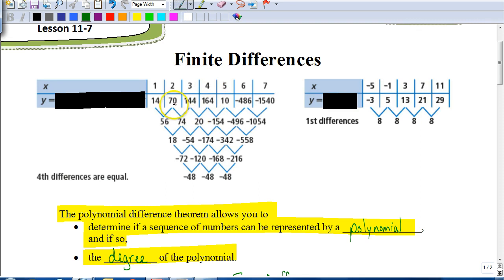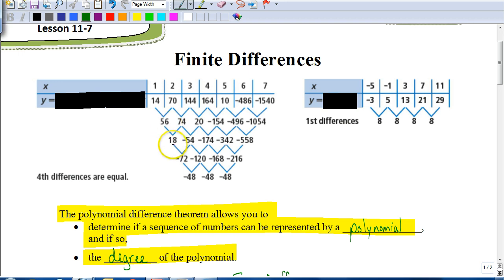So for example, 70 minus 14 is 56. 144 minus 70 is 74. 164 minus 144 is 20. 10 minus 164 is negative 154, so it's okay to have negative numbers. Negative 486 minus 10 is negative 496, and negative 1540 minus 486 gives us negative 1054, which gives us this first row. If you notice in this first row, we don't have anything in common, so we're just going to go on again and find the next set of differences.